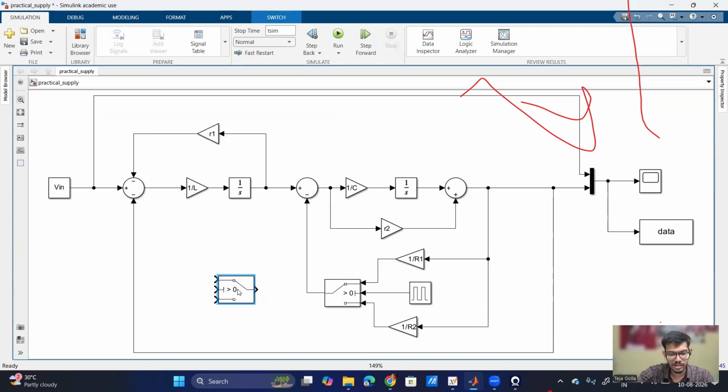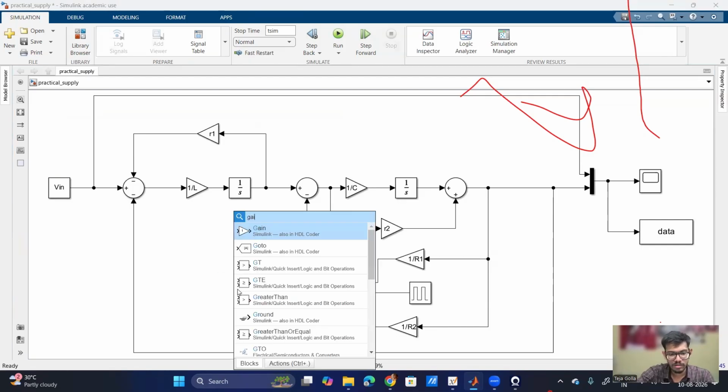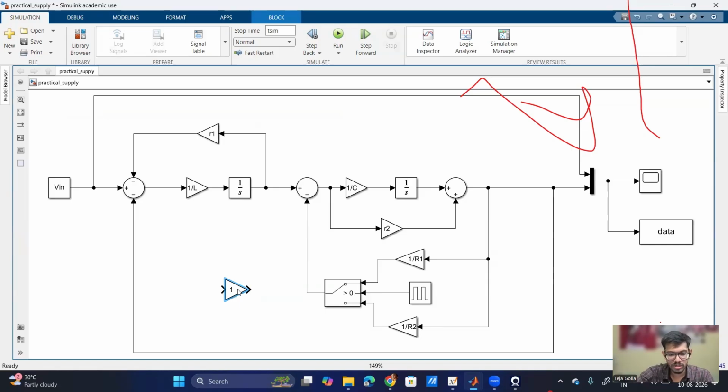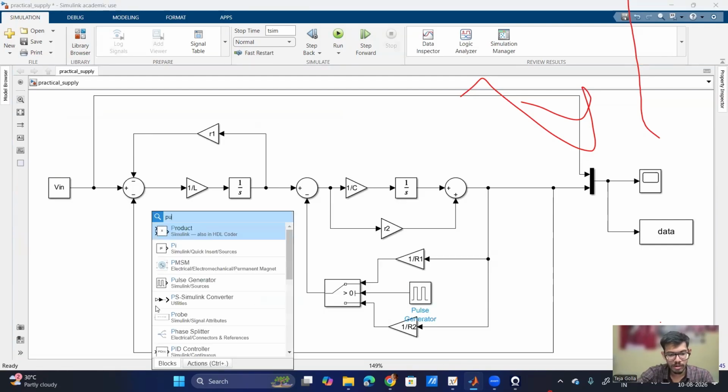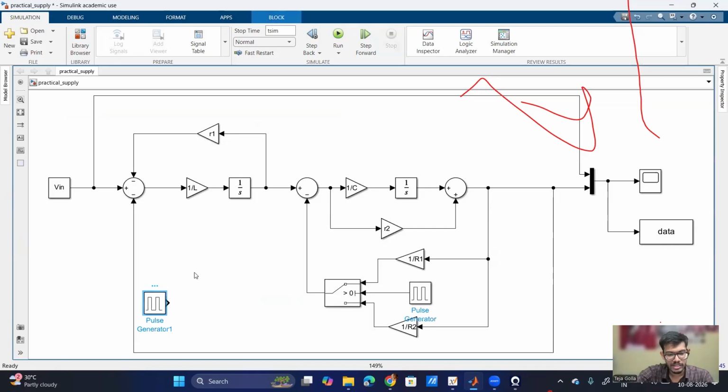I have just inverted the switch. And then one block is the gain block that I have used. The other one is the integrator. Integrator. And this is the pulse generator. So you can double click anywhere and search for the pulse generator. Inside you have to give how much is the frequency, everything.